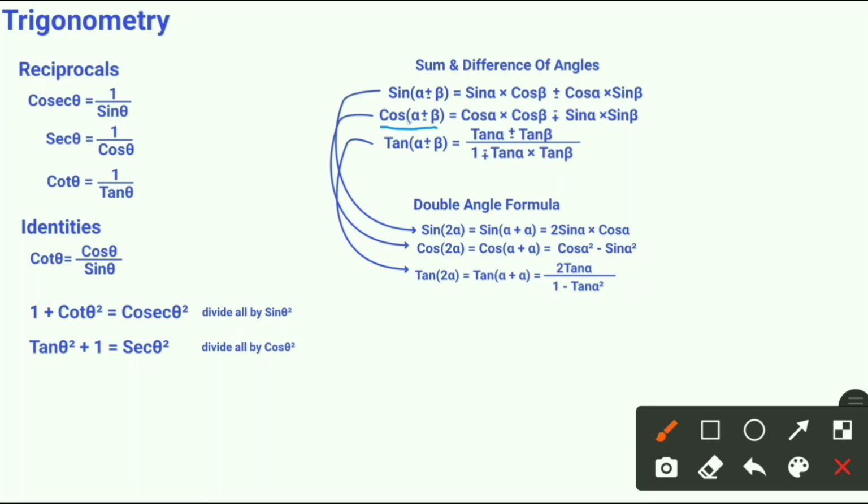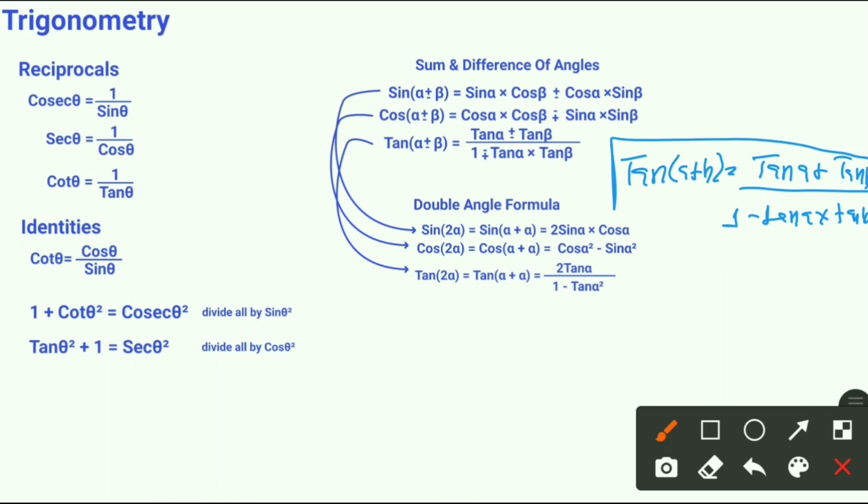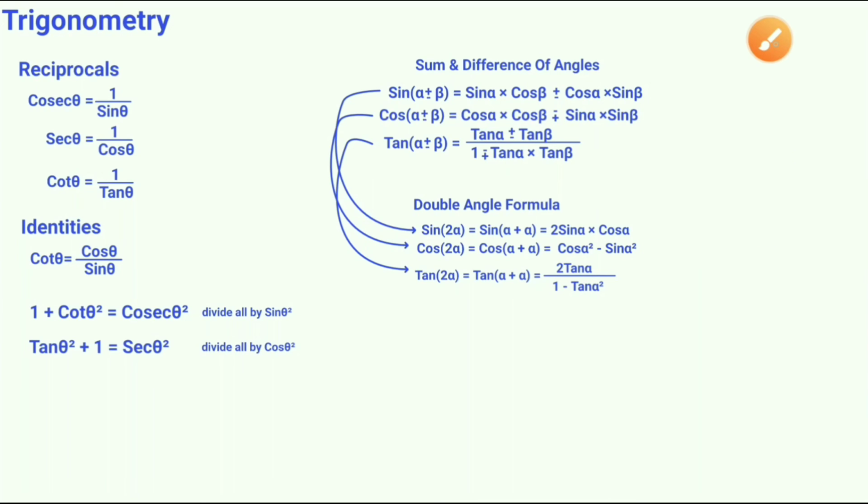As for the cos, the situation is a little bit different. So cos of A plus B is equal to cos A multiplied by cos B minus sine A multiplied by sine B. Here it is plus, here it will be minus, and if it is minus, then it will be plus. As for tan of A plus B, it is equal to tan A plus tan B upon 1 minus tan A multiplied by tan B. Okay, this is how it is.